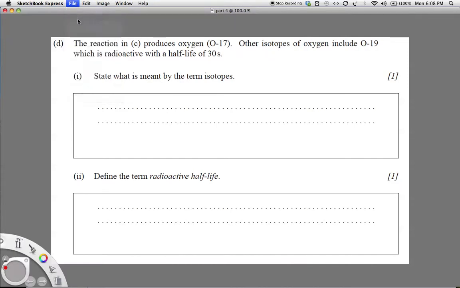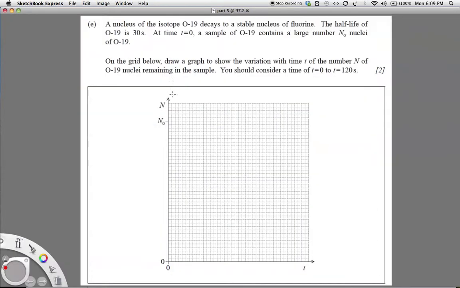Okay. Next question. In this one, I was given the half-life of this nucleus here, 30 seconds. Okay. And it contains a large number of nuclei of O19. On the grid below, draw a graph to show the variation of time with the number of nuclei of O19 remaining.